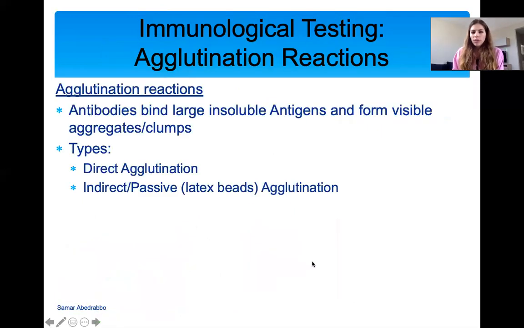Agglutination reactions have to do with agglutination. If an antibody binds an antigen, you'll get visible aggregates or clumps. If you did the reaction on a piece of paper, you would see clumping. There's direct agglutination and indirect or passive agglutination.